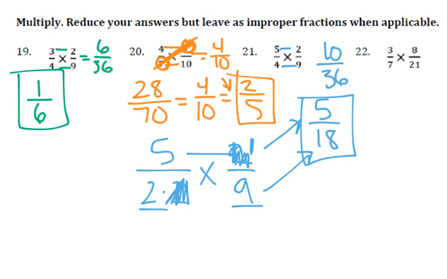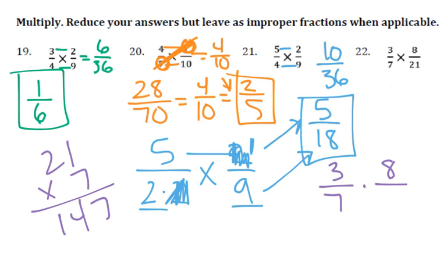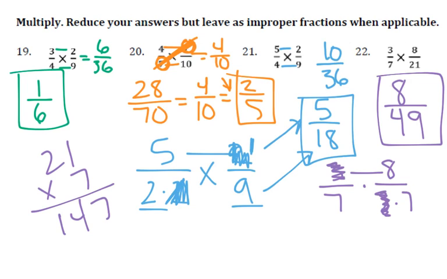Okay, on 22, 3 times 8 is 24, 7 times 21, 147. Okay, can we reduce that? And the answer is yes. That's when it's helpful to sometimes simplify before you solve. Okay, so if we look at this, 3 over 7 times 8 over 21. Well, isn't 21 3 times 7? So can't I get rid of this 3 and this 3? And then I'm left with 8 over 49, which can't reduce, which is what the other one would have reduced down to. Okay?